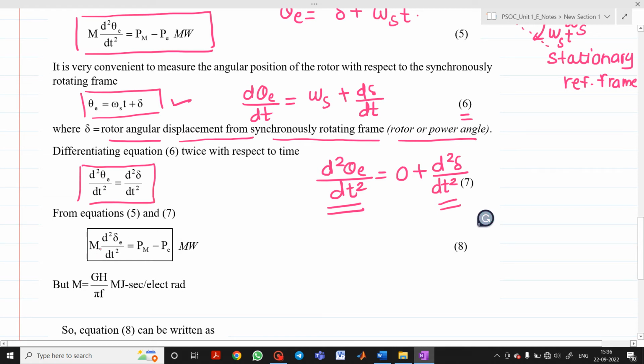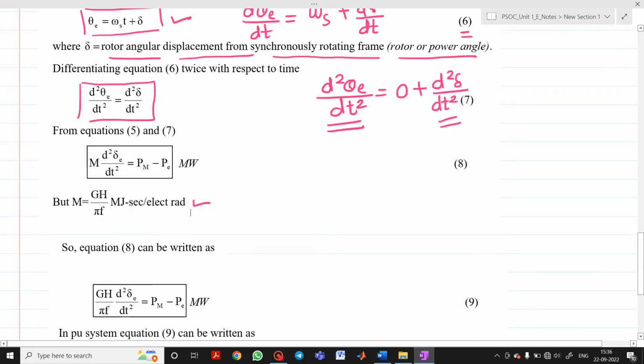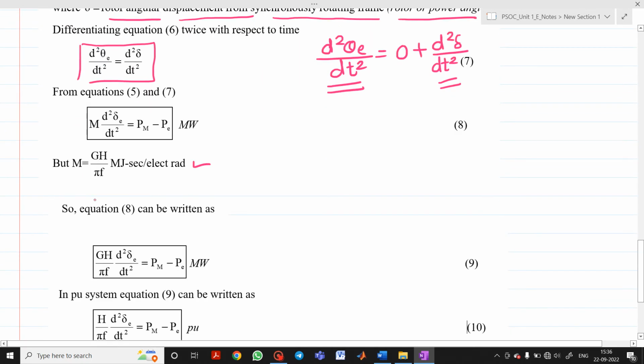Putting this in equation number 5, we get M d square delta upon dt square equal to Pm minus Pe, in megawatts. This is equation number 8. What is M? We know that M equals GH upon pi f, which we have already studied, in megajoule second per electrical radian. Putting the value of M in the above equation, we get GH upon pi f d square delta upon dt square equal to Pm minus Pe in megawatts.